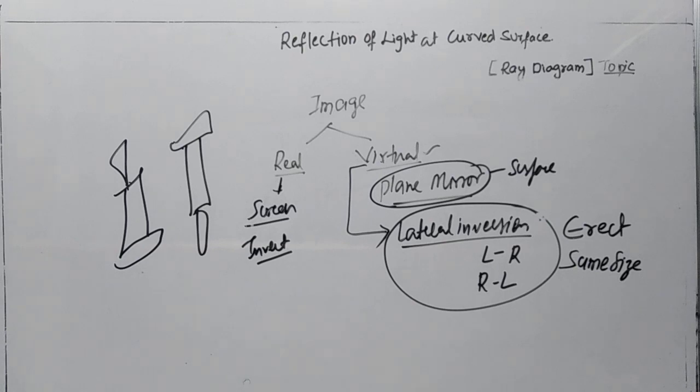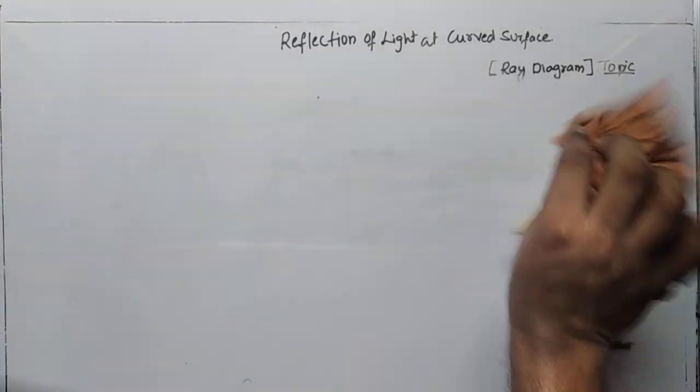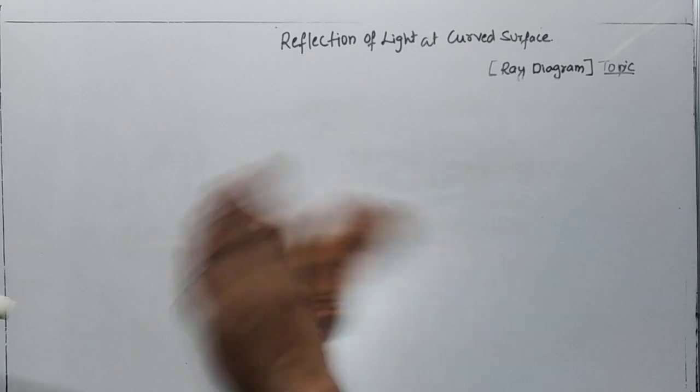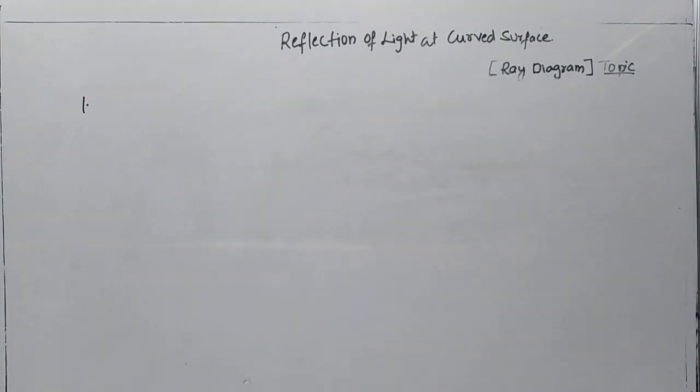So now, why do we have to waste the time? We will start with the rules. We'll just start with the rules, which are very important. We'll take the first rule. Actually, we have 3 rules.